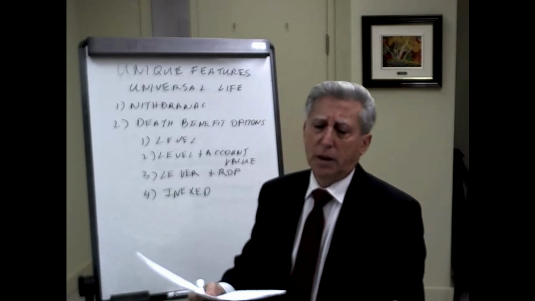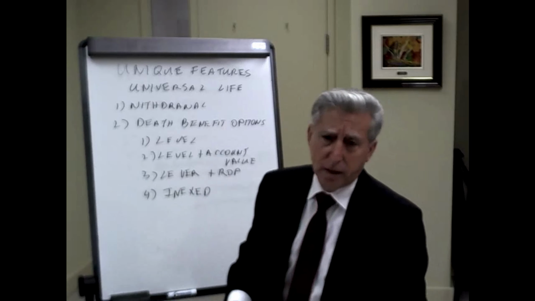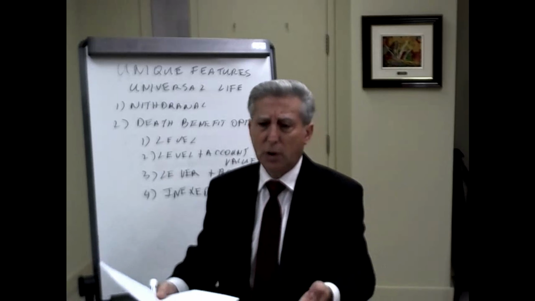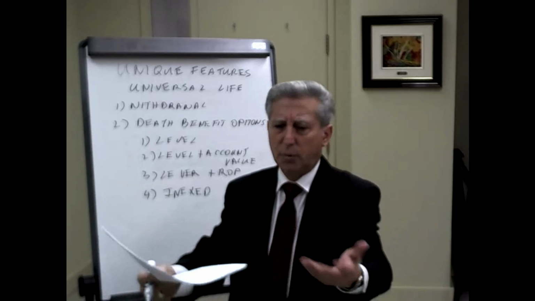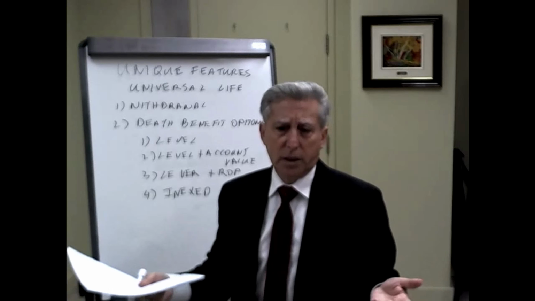But instead of borrowing the money, you can also make an actual withdrawal. So really, all you have to do in that case is you get your statements, you simply phone the insurance company, you say, send me $5,000. And they'll send you a check, and that's the end of that.